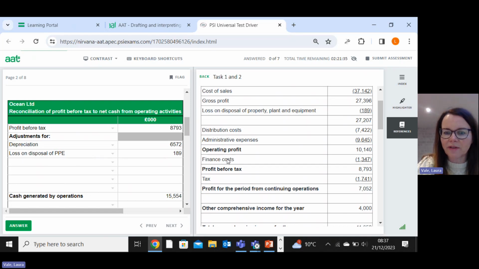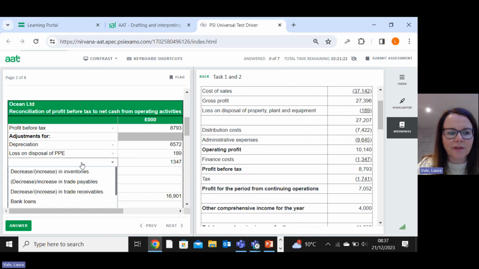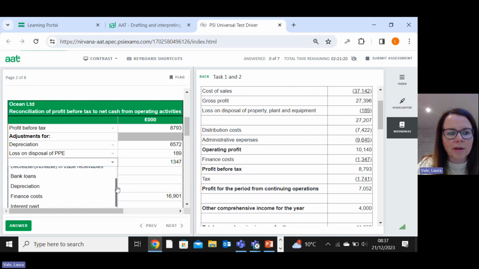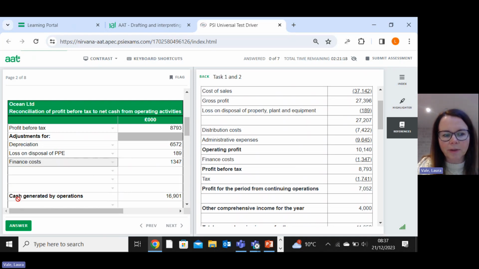But what we do have is finance costs. So with finance costs, what we're doing is we're taking the figure from the statement of profit or loss, which is the 1347, adding that back as finance costs, because down below, after we get to cash generated by operations, we then have to subtract the interest paid. I'll talk more about that when I get there. So for now, we're adding back that.